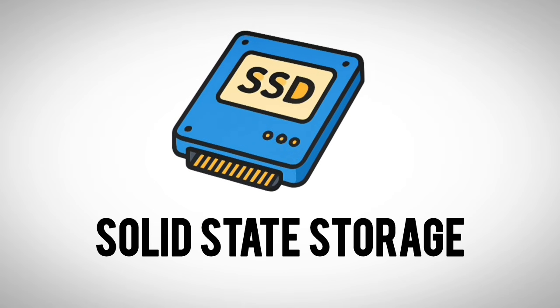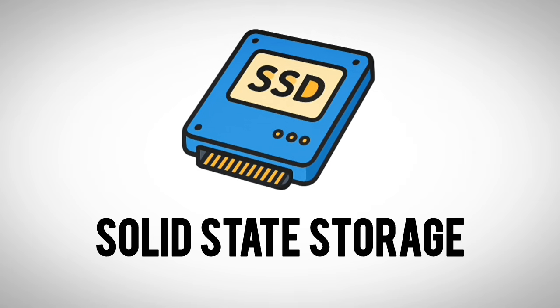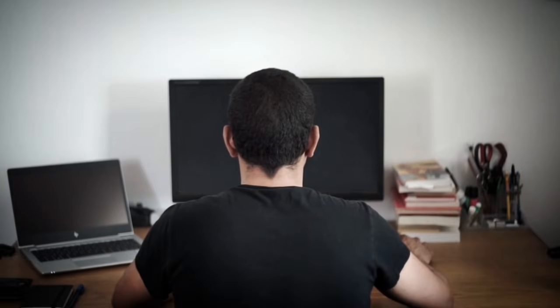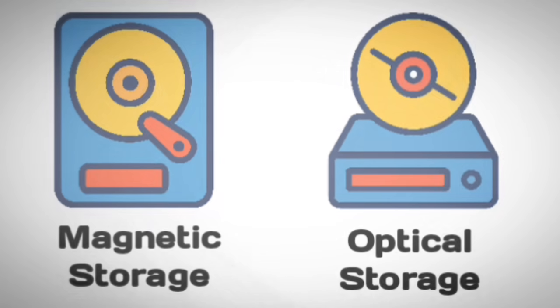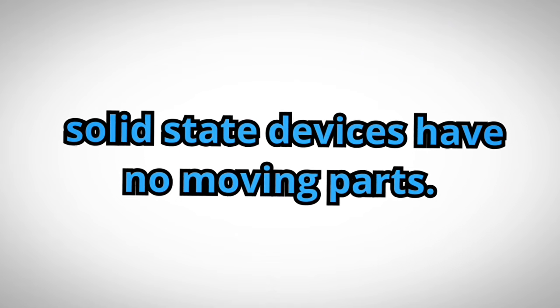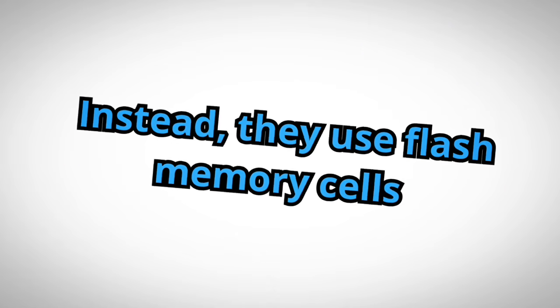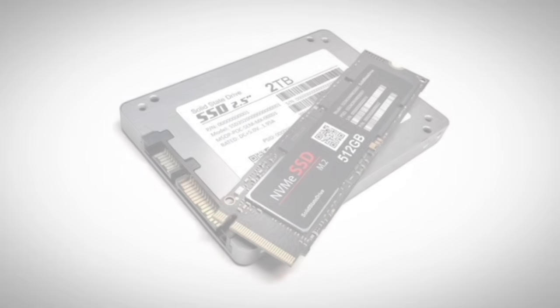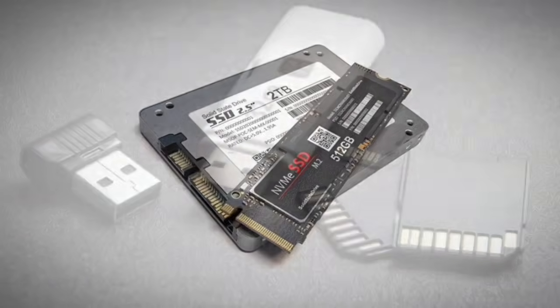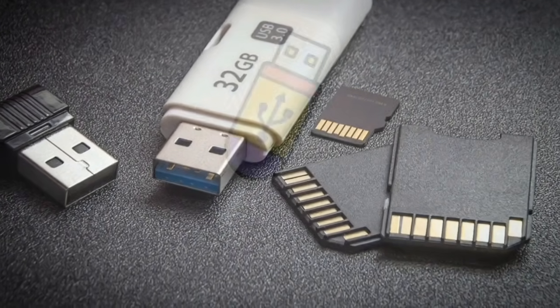After optical storage, we move on to solid-state and flash storage, which is the category that dominates today. Unlike magnetic and optical storage, solid-state devices have no moving parts. Instead, they use flash memory cells that trap tiny electrical charges to store data. This makes them faster, quieter, and more durable than older storage methods.